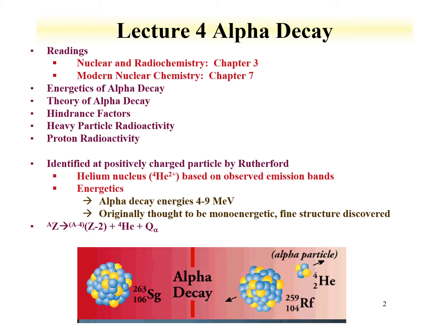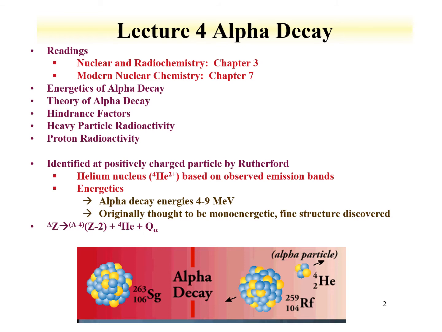We're also going to talk about heavy particle radioactivity, in other words, the emission of a charged particle larger than the helium nucleus. We'll introduce the concept that some isotopes have a very, very small branching of a decay of something like carbon-12. And then we'll talk about proton decay. There's a range on the chart of the nuclides, the proton drip line, and we'll discuss the emission of protons from isotopes.